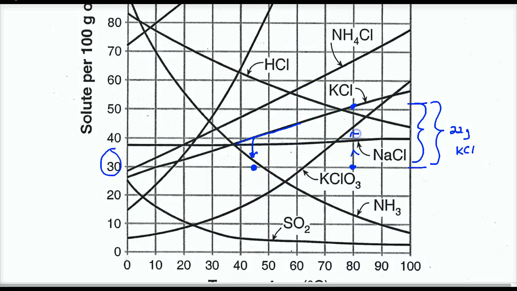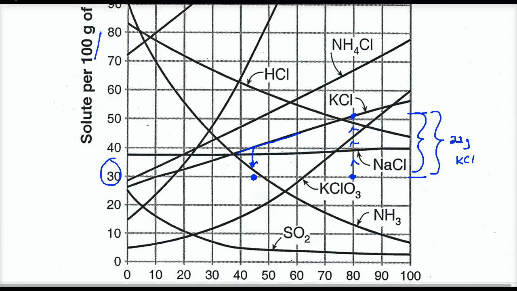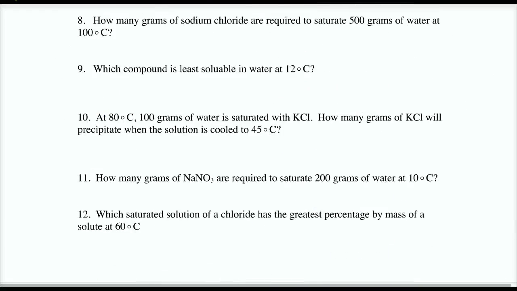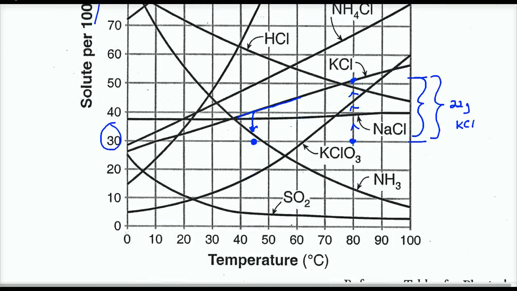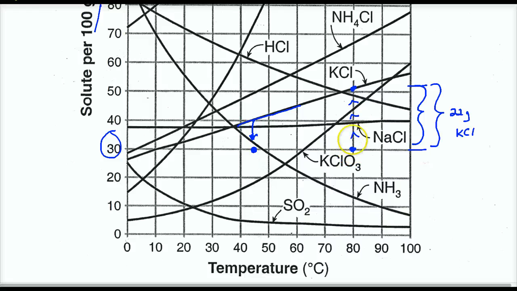My solution is saturated, since I'm starting with an unsaturated solution. Okay, now that's if it's 100 grams. I have to make sure it's 80. So how many additional grams? So 30 is what I started with, and now I'm going from 10, 20 to 22. So 22 grams is what I would need if the solution was 100 grams, but the solution is actually 200 grams. So I would need 44 grams.